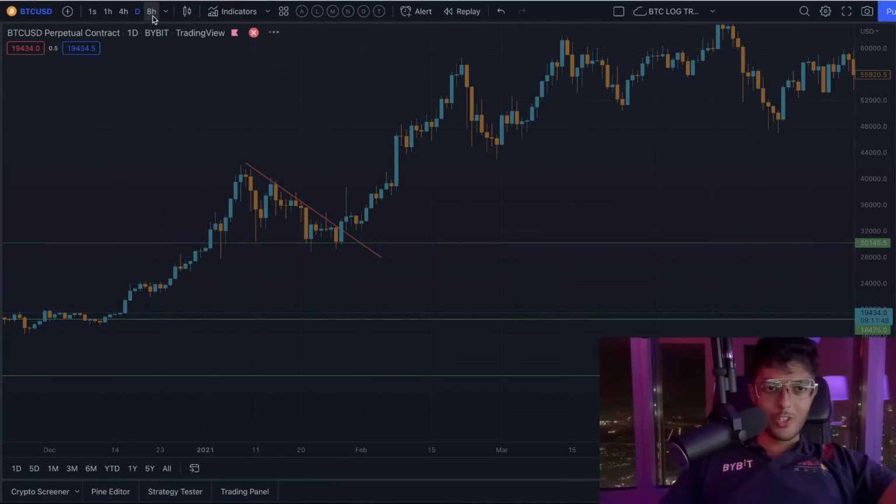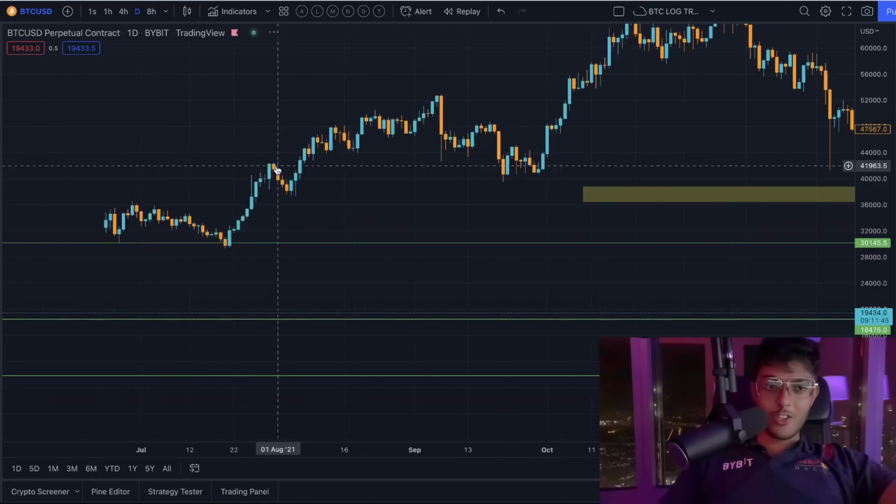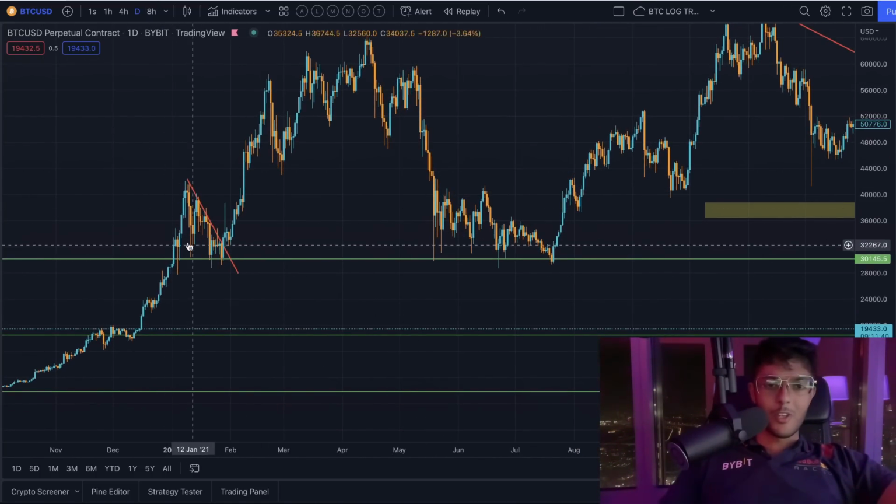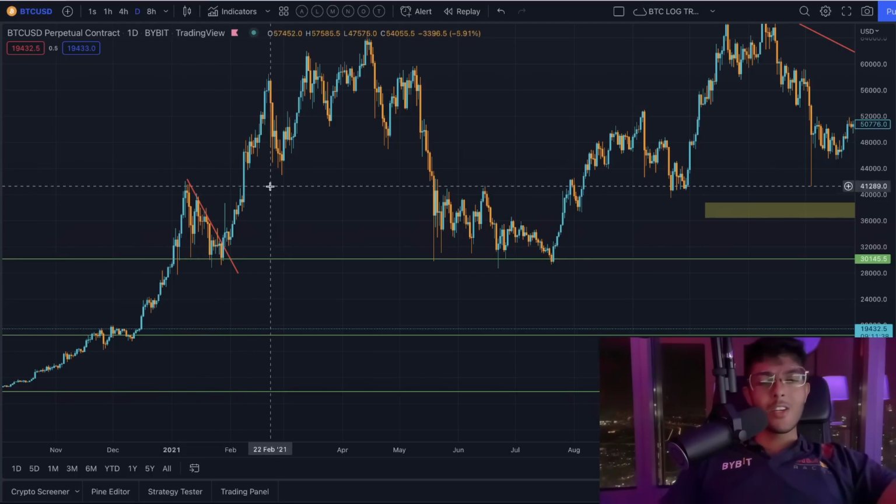Oh, this isn't the 8-hour chart. One sec. I can't show you the 8-hour chart for some reason. Not sure why that doesn't work. But anyway, you kind of get the picture. This was a descending triangle, and this one actually ended up breaking upwards.